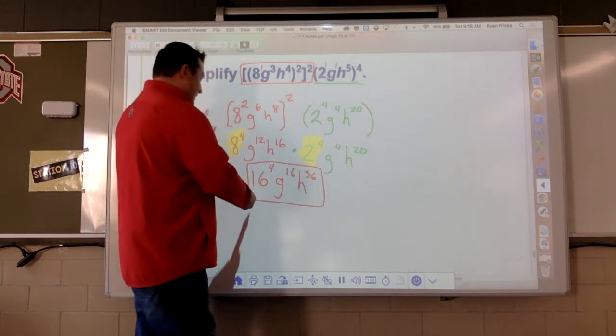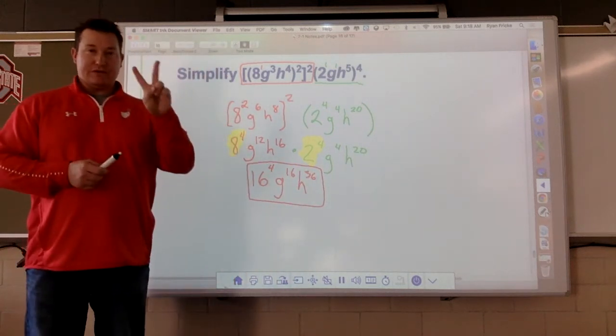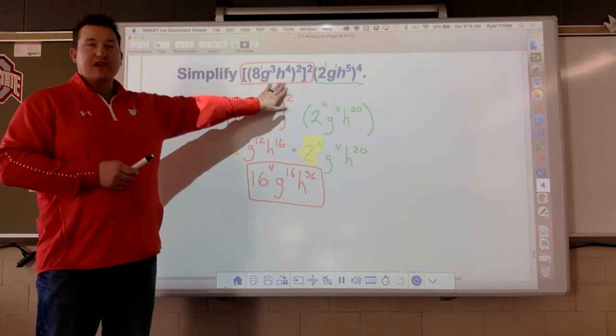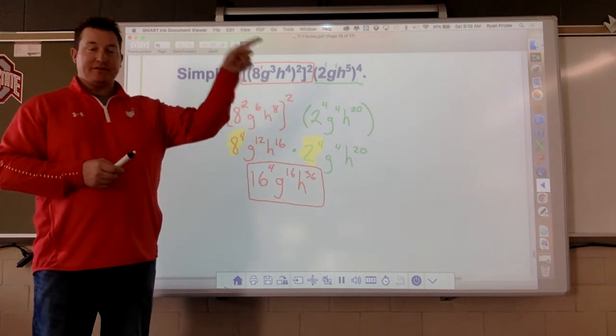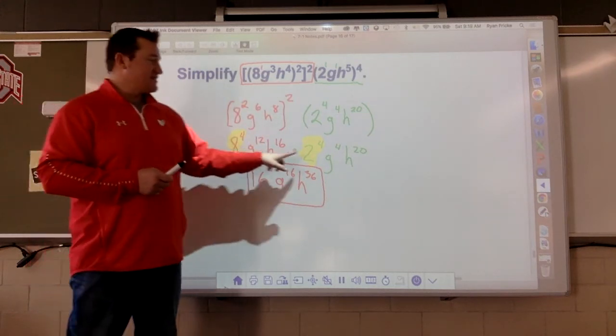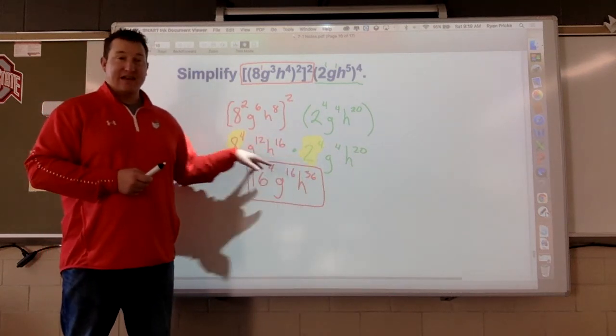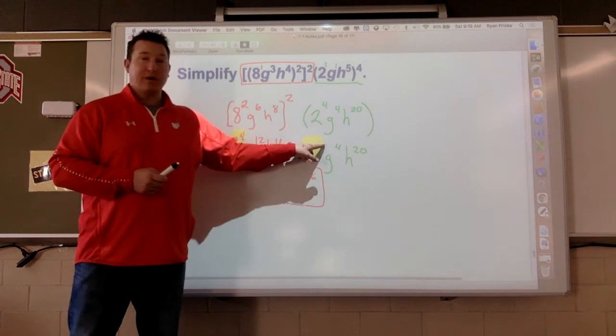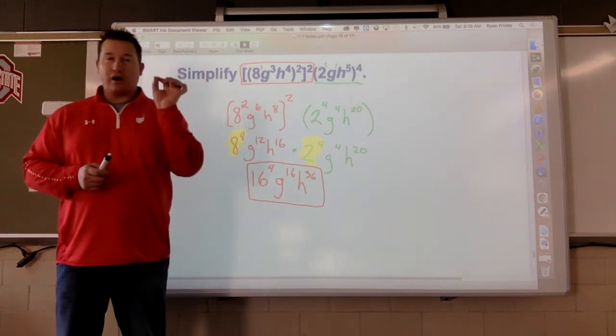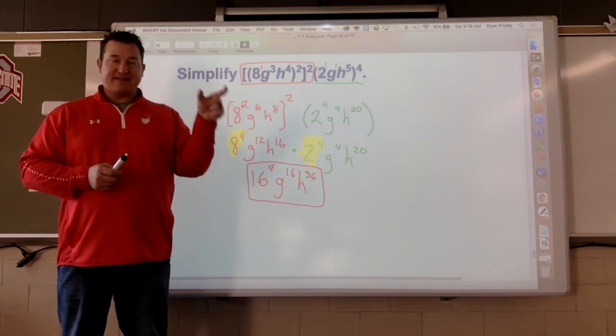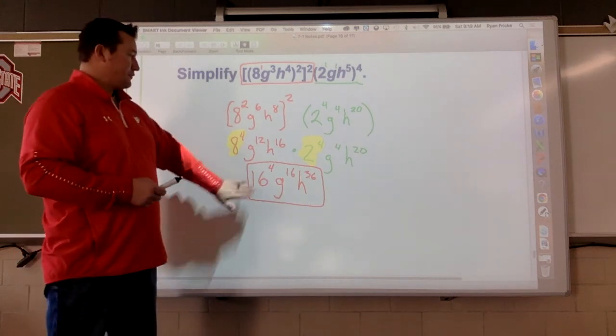So guys, we have two power rules, okay? This is our most common one that we see, right? Keep the base, multiply the powers. This is the other power rule. When we have two bases that are different, but two exponents that are the same, we are allowed to multiply those bases together, okay? So there we go.